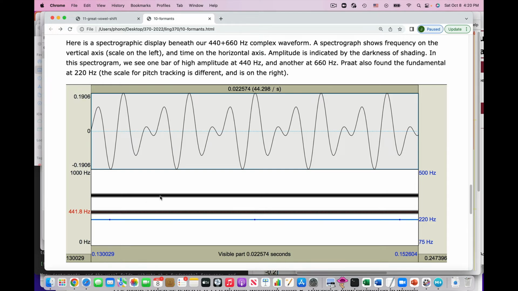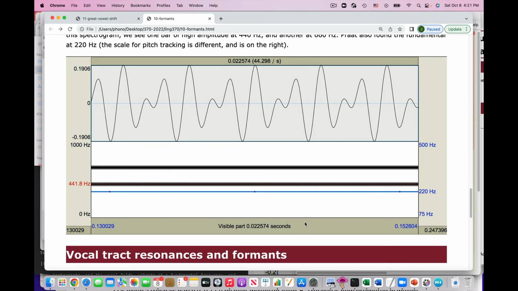This looks a lot different from spectrograms that you would see of speech because it's from sine waves. But you can see that the spectrogram found a bar at 440 hertz and another one at 660 hertz. And it also found the fundamental frequency, which is shown over here at 220 hertz. So it succeeded in finding both the fundamental frequency, the pitch, and the harmonics from this complex waveform.